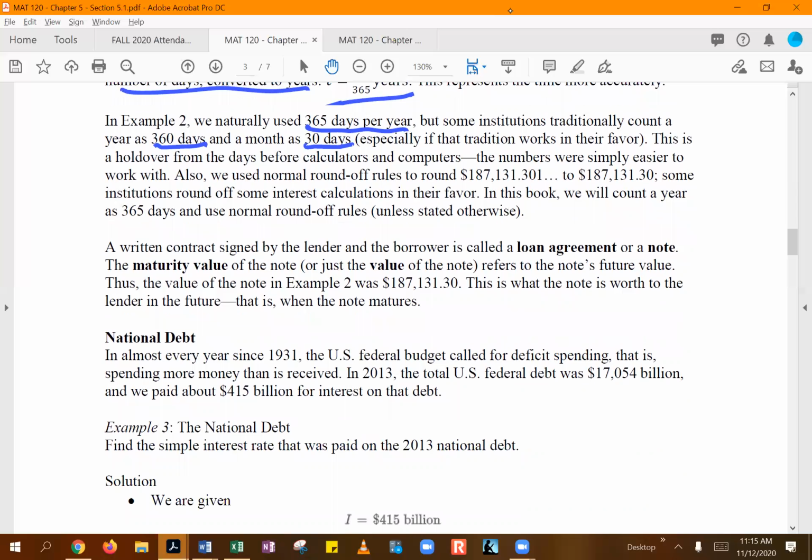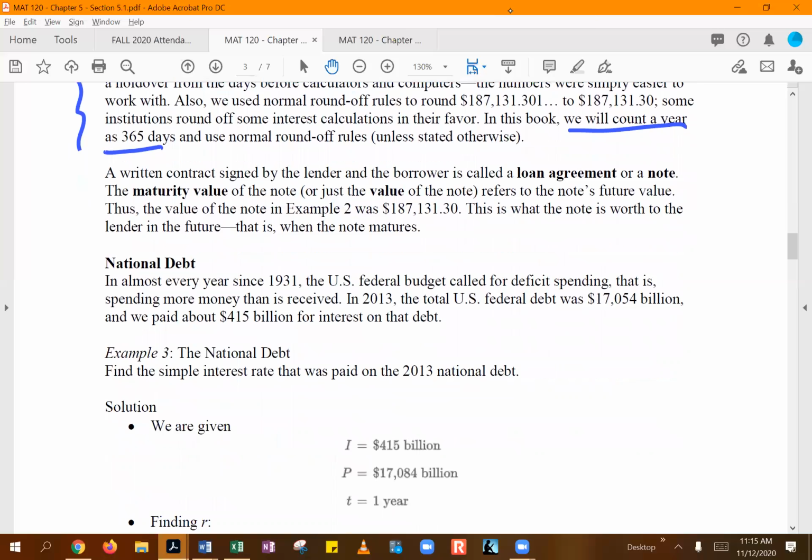So they're just talking about how you would see a little bit of a difference in your calculations. And you can read about that in this paragraph. But basically, for our purposes in this book, we are going to be looking at 365 days to a year. So you can use the book's calculations when you're going through these examples.